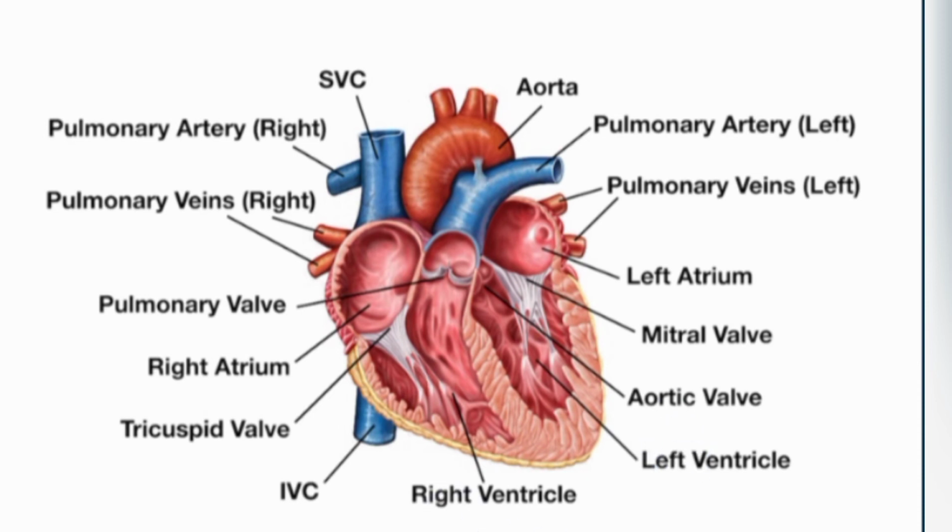Simultaneously, the left ventricle contracts. With the contraction of the left ventricle, the oxygenated blood is pumped into the aorta. The aorta transports the oxygenated blood to all the parts of the body, and that's how continuous pumping of blood goes on in our heart. So this is how the process goes on.